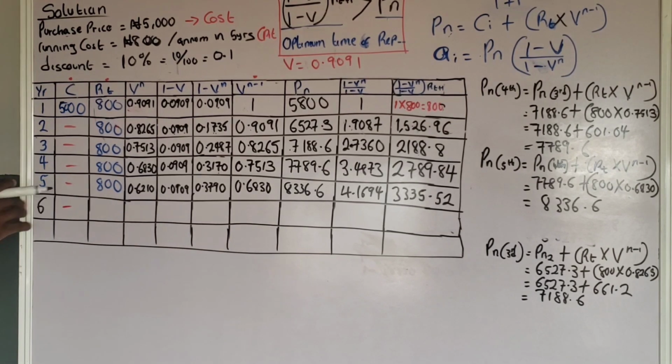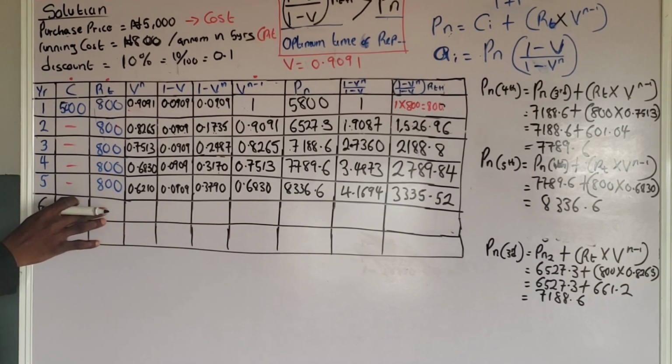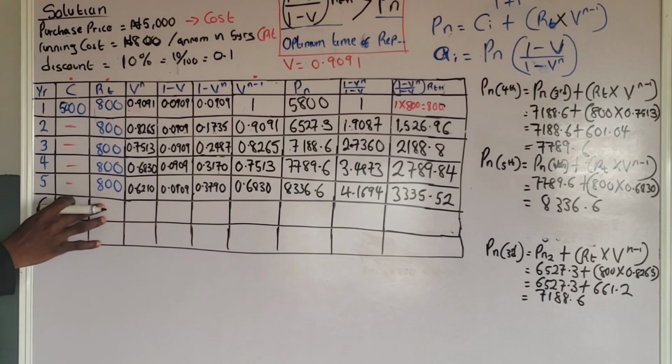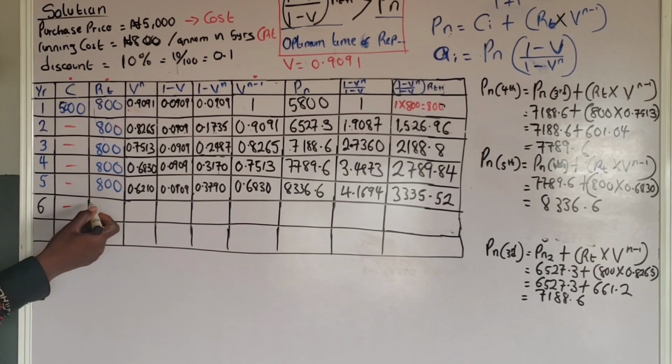That means that if I want to get the maintenance cost for the 6th year, that will be what? 1,000. How did I get it? Because according to the question, we are told that for the first 5 years, the maintenance cost is 800 naira per annum. Now, after 5 years, from the 6th year upward, that means it increases by 200. So the maintenance cost for this year will be 800 naira plus 200. So I'm going to have 1,000.